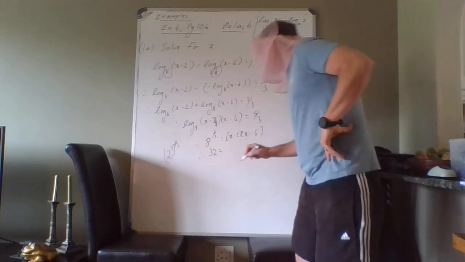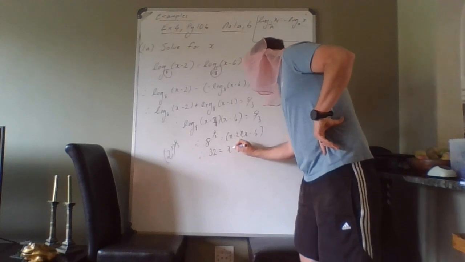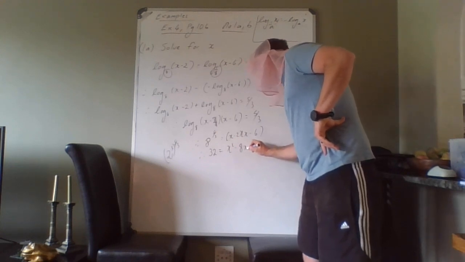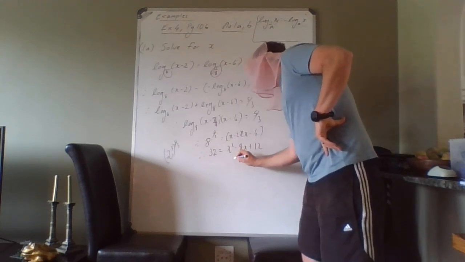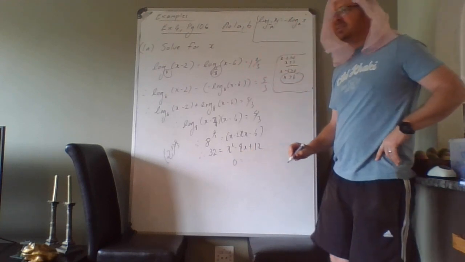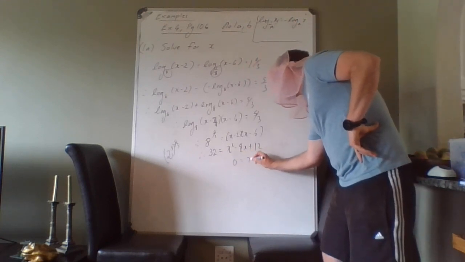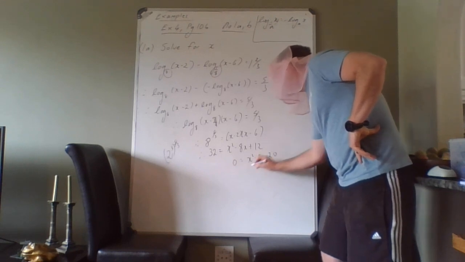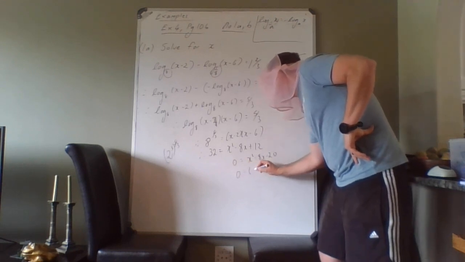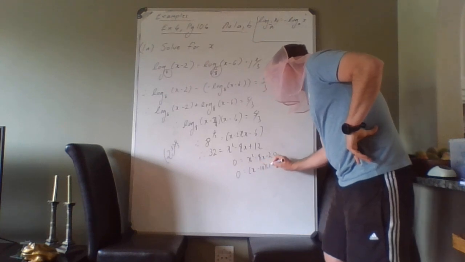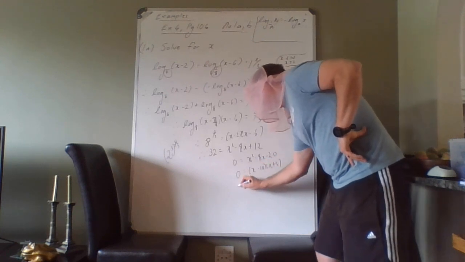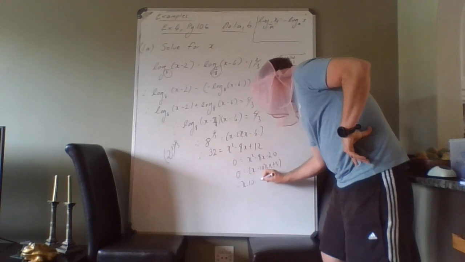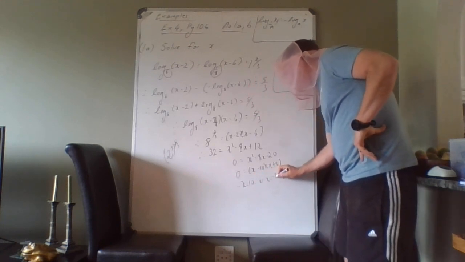2 to the 5 is 32, which is equal to x squared minus 8x plus 12. So 0 is equal to x squared minus 8x minus 20. So 0 is equal to (x minus 10)(x plus 2). So therefore x is equal to 10, or x is equal to negative 2.